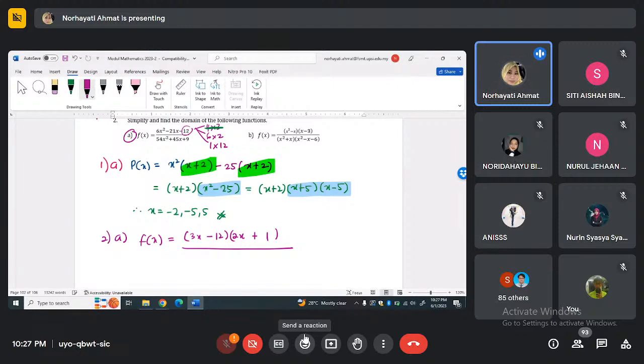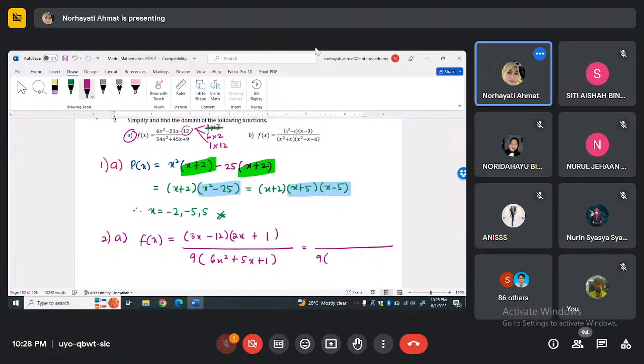Okay. Next, for the denominator. Again, sama lagi. Tapi kita boleh factorize this one. Okay, kita boleh keluarkan 9. We factorize 9. So, for the first term, we get berapa? What times 9 give us 54? 6. 6, pandai. 6x square plus 5x plus 1. Okay, ini boleh factorize kan? Boleh tak? Boleh kan?